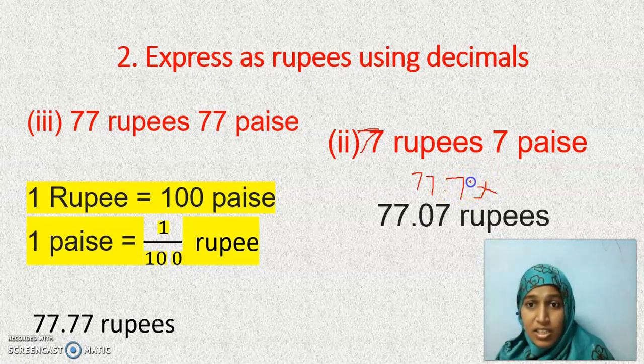This means 70 pies, not 7 pies. After this point, I have 70 pies. 7 pies means you have to write 7 by 100. How will you have it? 0.07, no? So, we have 0.07. Is it clear, my dear children? You should be capable of differentiating these two.